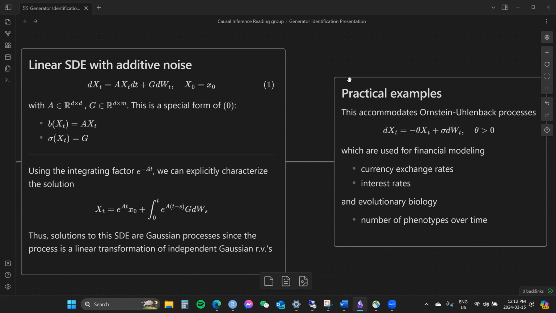Some practical examples of this additive noise model include the Ornstein-Uhlenbeck process, which is the simplest case of SDEs, and it's often used for financial modeling and evolutionary biology.